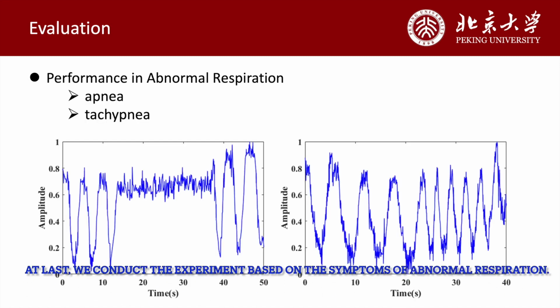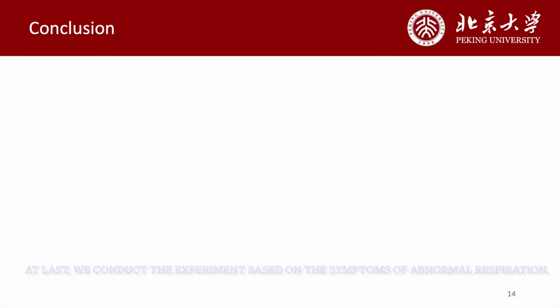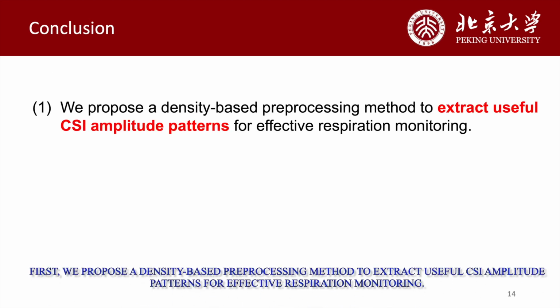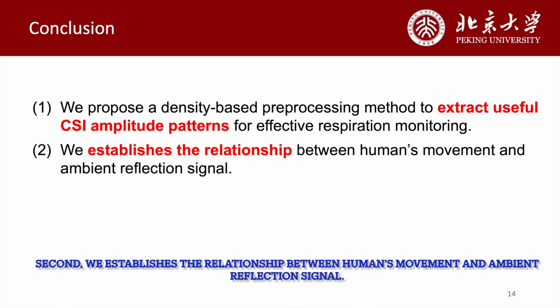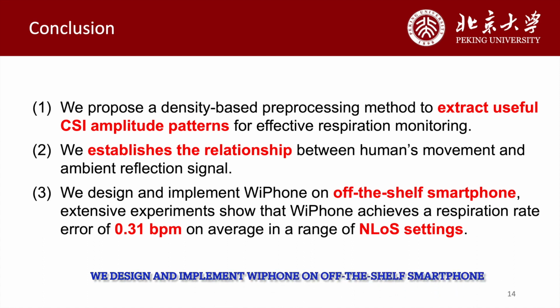At last, we conducted experiments based on symptoms of abnormal respiration. Now I will summarize our work. First, we proposed a DBSCAN-based preprocessing method to extract useful CSI amplitude patterns for effective respiration monitoring. Second, we established the relationship between human movement and ambient reflection signal. We design and implement WiPhone on an off-the-shelf smartphone.